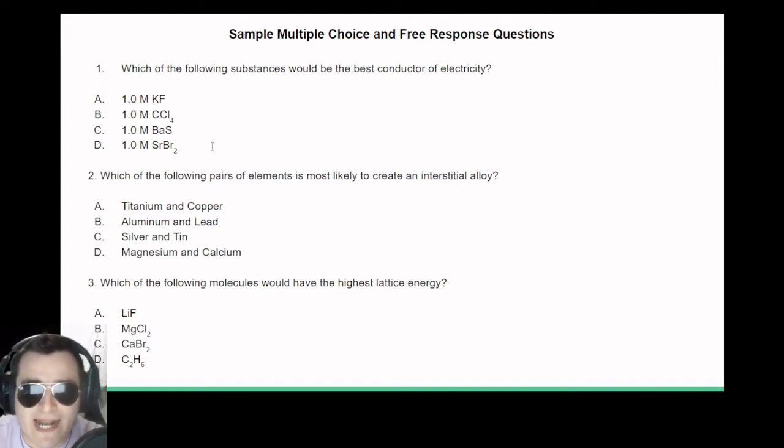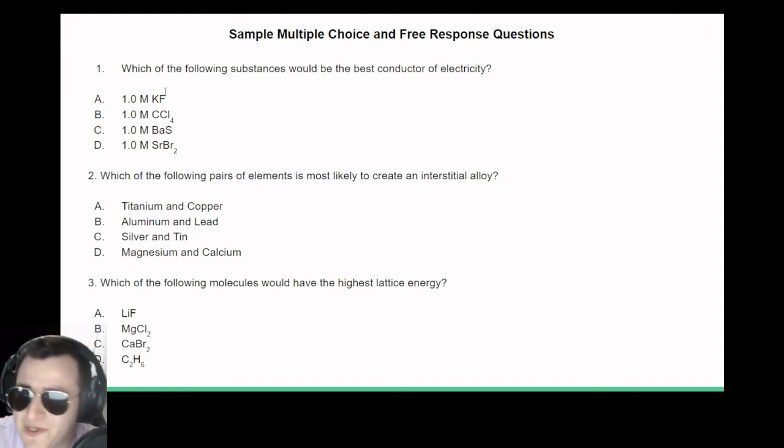So when I'm looking at this, there's an answer choice we can throw out immediately, and that's B, CCl4, because that is a covalent compound. Covalent compounds do not transfer electrons. There is no positive, there is no negative, therefore there are no ions in solution for the electricity to be carried through. Which means it's now between A, C, and D, which are all ionic compounds.